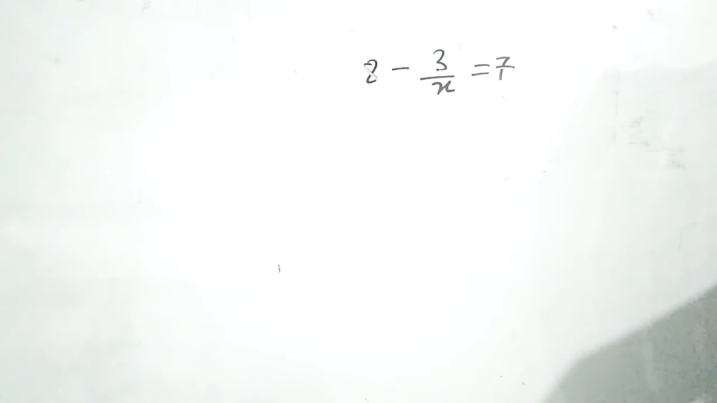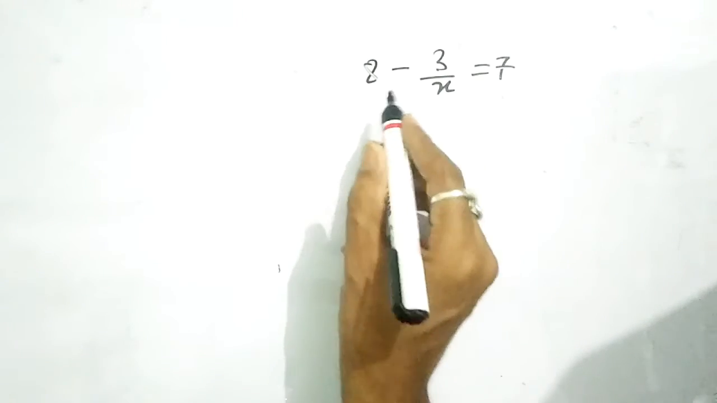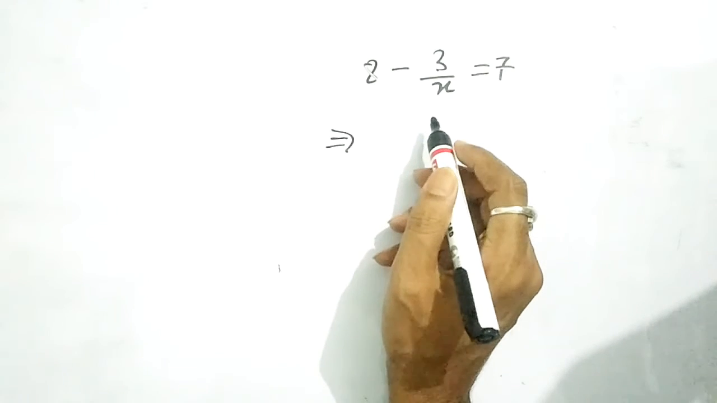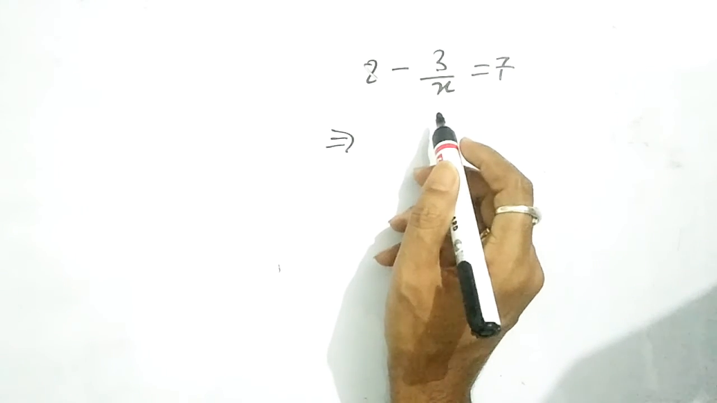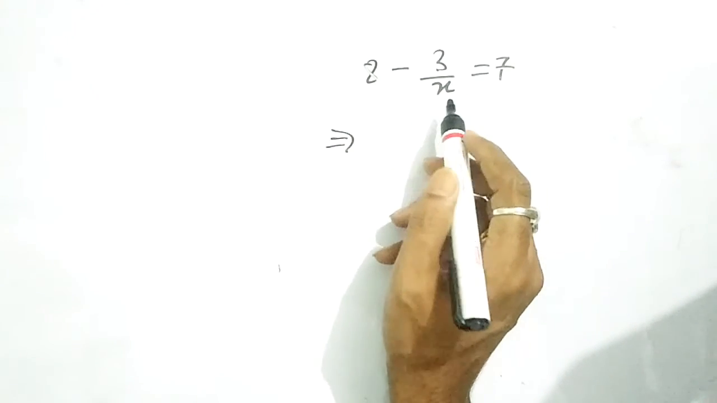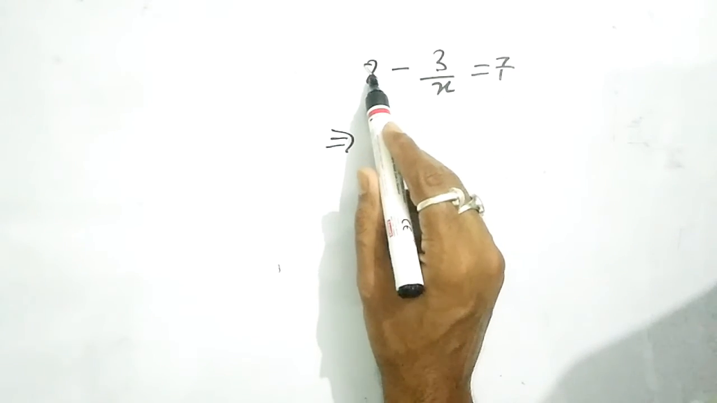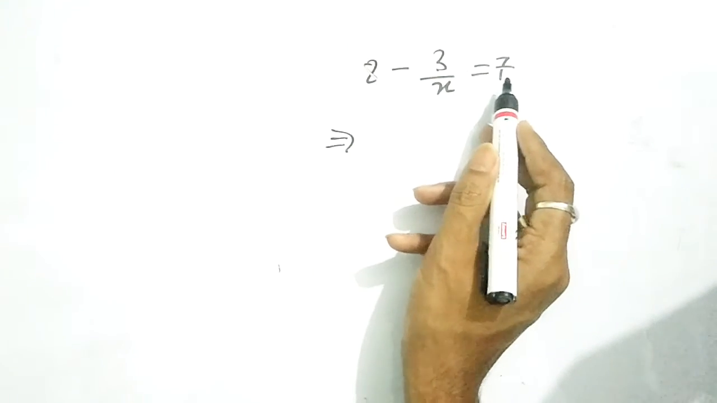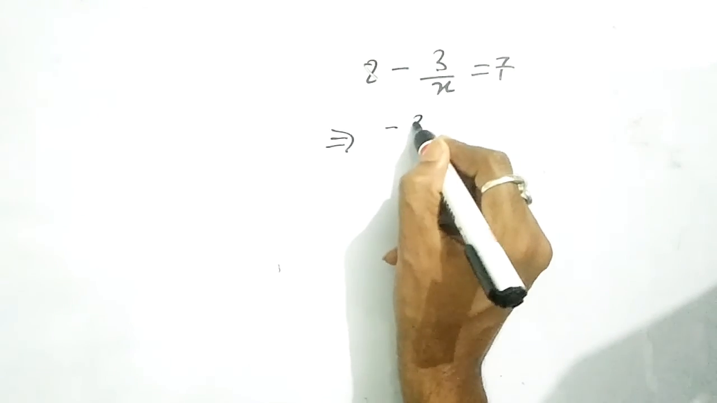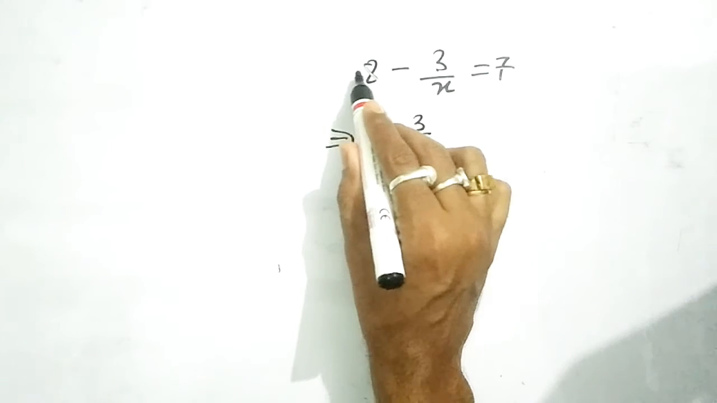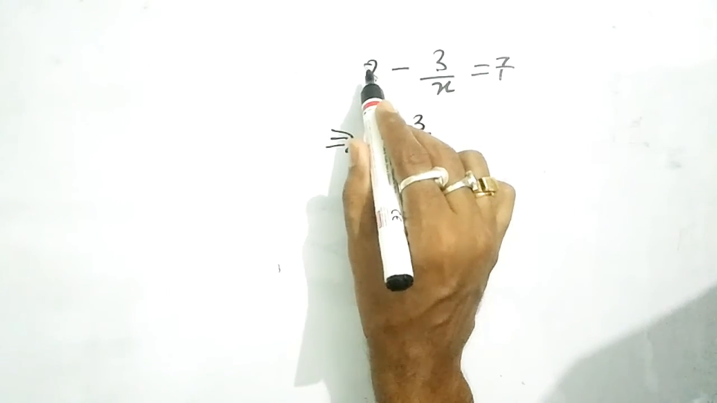So here is the second question. How to solve this question? I already told before, there should not be any number assigned with the variable at the last step. That means we have to remove the numbers one by one. So first of all, 8 minus 3 by x is given. This 8 we have to shift to the right hand side. Here nothing is given, meaning plus sign, so here 8 is positive.